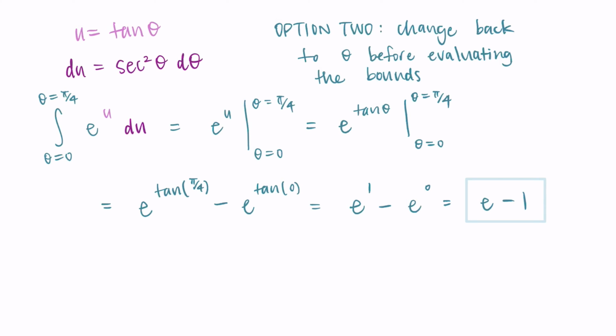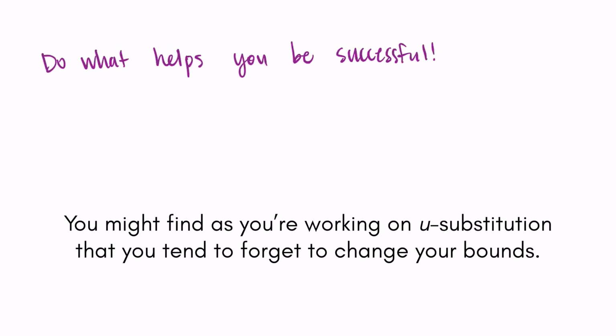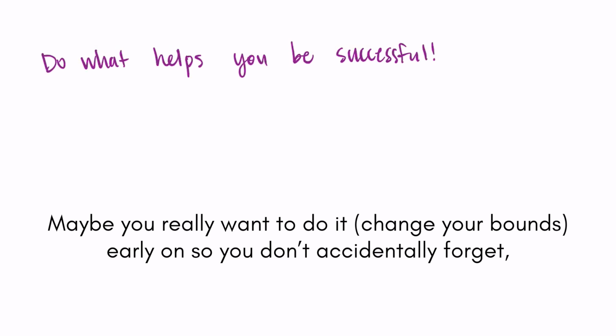It's really just a preference, or depending on the problem, which way you're going to use. Just know you really can do it either way, as long as you be really careful about the bounds and what variables they work with. So, just a last note. You should do what helps you be successful. So you might find as you're working on u-substitution that you tend to forget to change your bounds. So maybe you really want to do it early on so you don't accidentally forget.